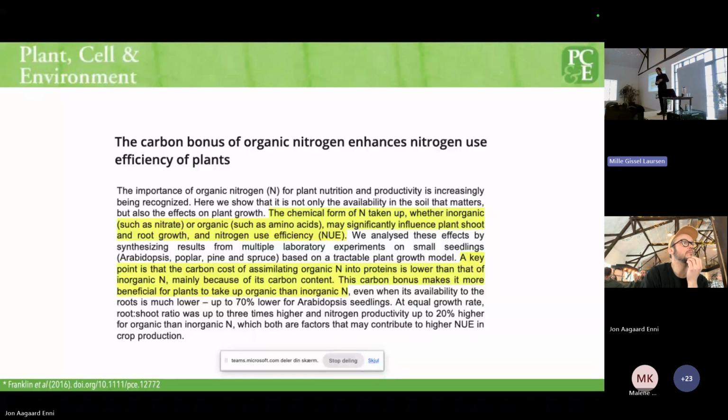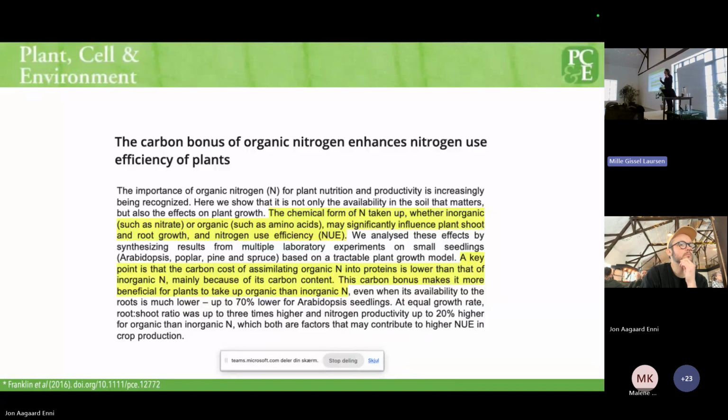Here, this is an example of looking at the energetic cost or the metabolic cost to the plant in order to use these different forms of nitrogen. So I'll put some numbers behind this for you, what I was just saying. So the chemical form of nitrogen that is taken up, whether that is the inorganic form, such as nitrate, or the organic form, such as amino acids, this may influence the plant shoot and root growth and therefore influence the nitrogen use efficiency.